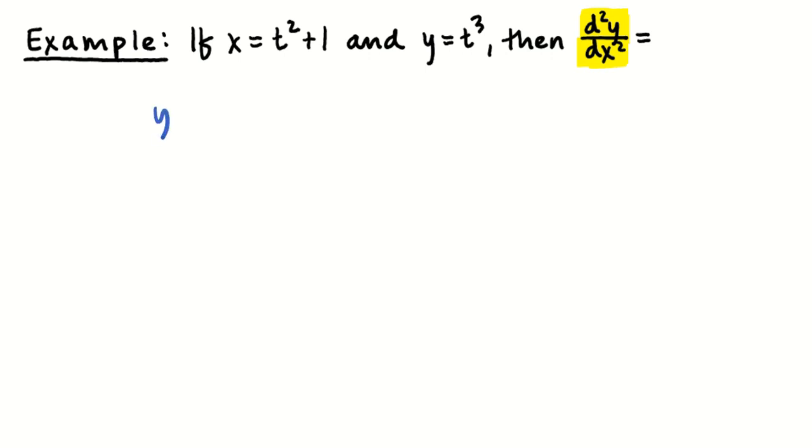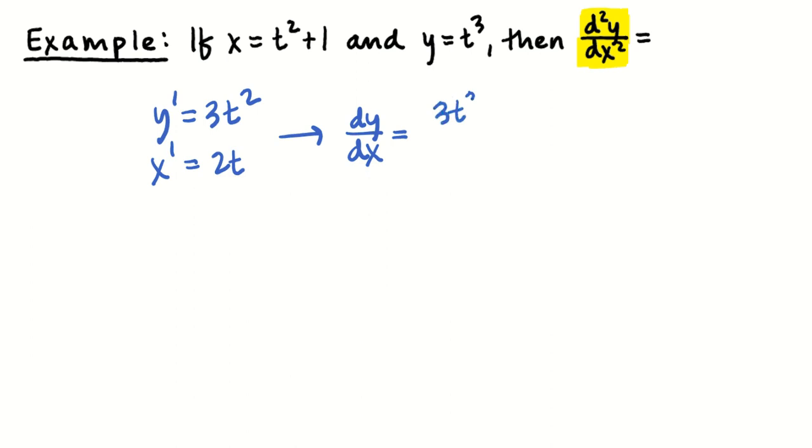I'm going to start with y prime equaling 3t squared and x prime equaling 2t, which gives me dy/dx equals 3t squared divided by 2t. Eventually I'm going to have to take the derivative of dy/dx with respect to t. I could leave it as 3t squared over 2t, but then when I took that next derivative, I'd have to use the quotient rule. So this is a situation where we're actually better off doing the simplification. There aren't many in this class, but this is one of them. Okay, so I've got this.